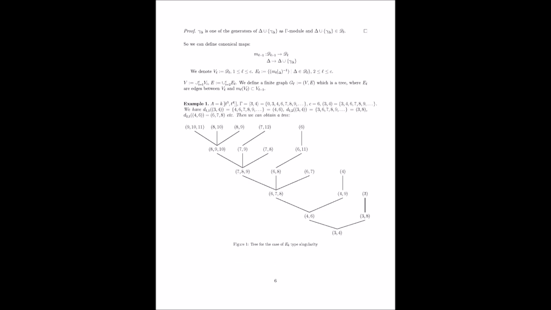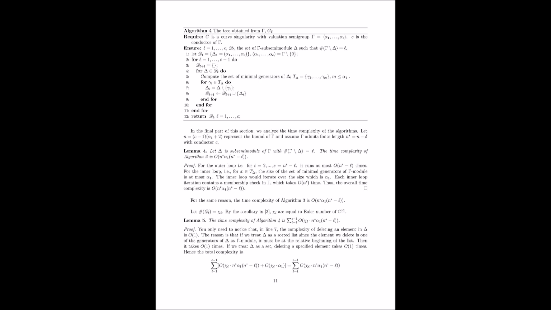Algorithm 2, if I recall correctly, finds the minimal generators of a subsemimodule delta as a module over the valuation semigroup. That's right. It takes the curve singularity C with its valuation semigroup and conductor, along with the subsemimodule delta. Crucially, it assumes that delta is represented as a sorted list of elements, delta equals {a_1, ..., a_s}, where a_i is strictly less than a_{i+1}. This sorted list representation seems to be a recurring theme, doesn't it? It is, yeah, it simplifies things.